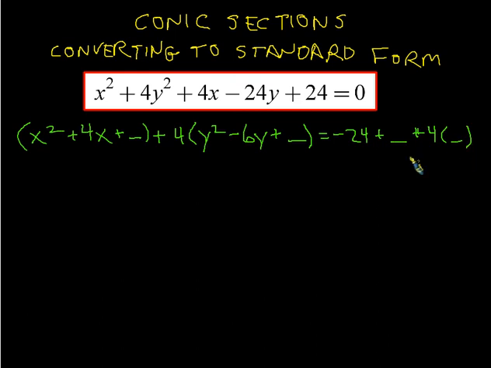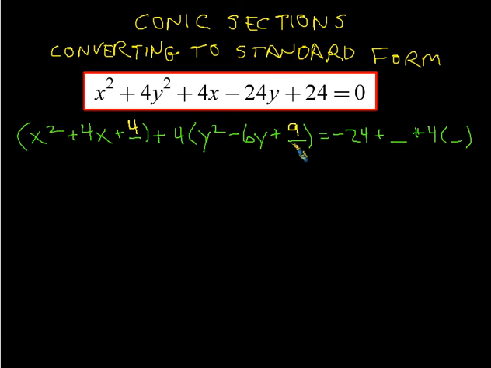Now, this and this make it so that it's legal for me to add these numbers here. Once again, it would be nice if you could come up with what goes in the blank there and what goes in the blank there. And if you want to pause it, go ahead and do that, and then fill in those numbers. So hopefully you agree with me that a 4 goes here. That's 4 divided by 2 squared. And over here, it should be a 9. Again, that's negative 6 divided by 2 squared. Negative 3 in parentheses squared, that's 9.